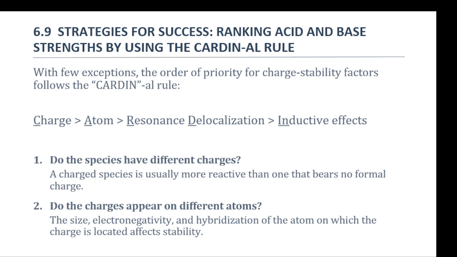All right, so let's talk about some strategies for success, ranking acid and base strength by using the cardinal rule. With few exceptions, the order of priority for charge stability factors follows the cardin, and then we put AL to make it a complete word that makes some sort of sense to us. Okay? Everybody ready for it? Okay. All right, so charge is the first one. Atom is the next one. Resonance delocalization is the one after that. And then inductive effects is after that. And then we add AL just to make it sound nice. Okay. Everybody good with that?